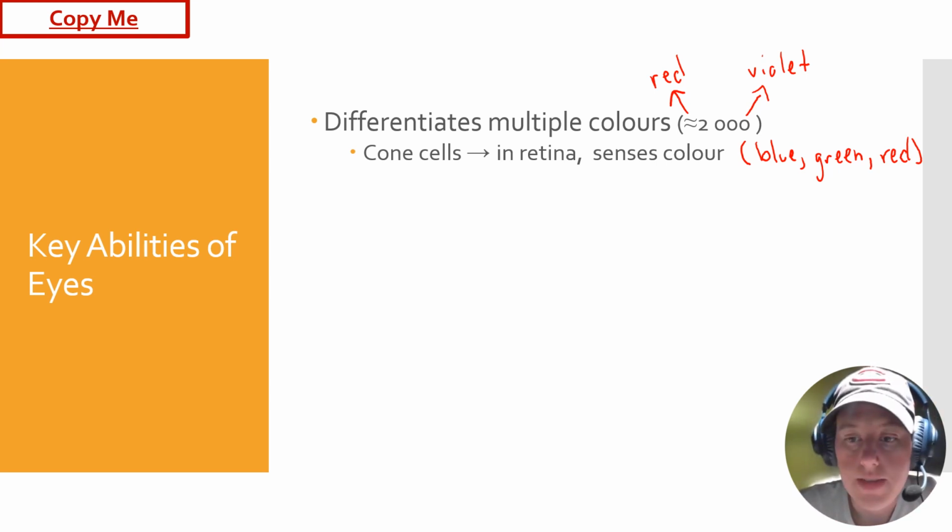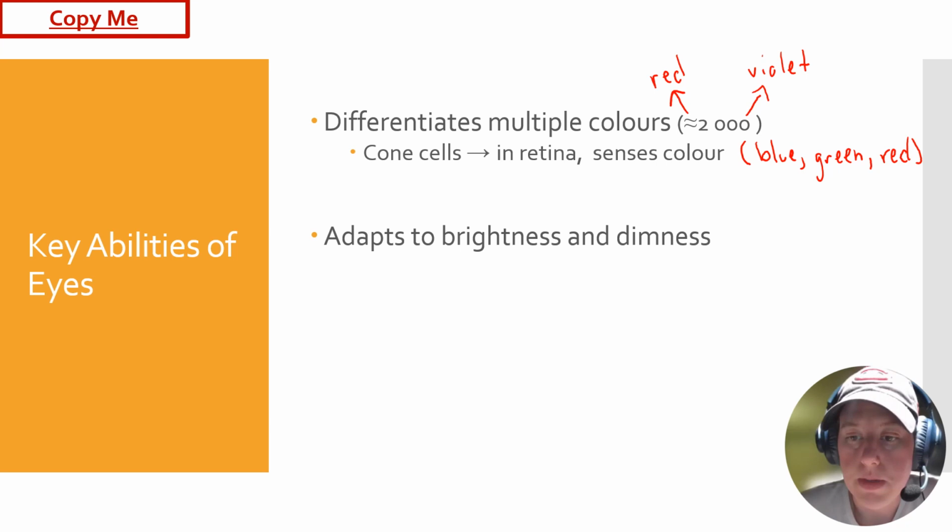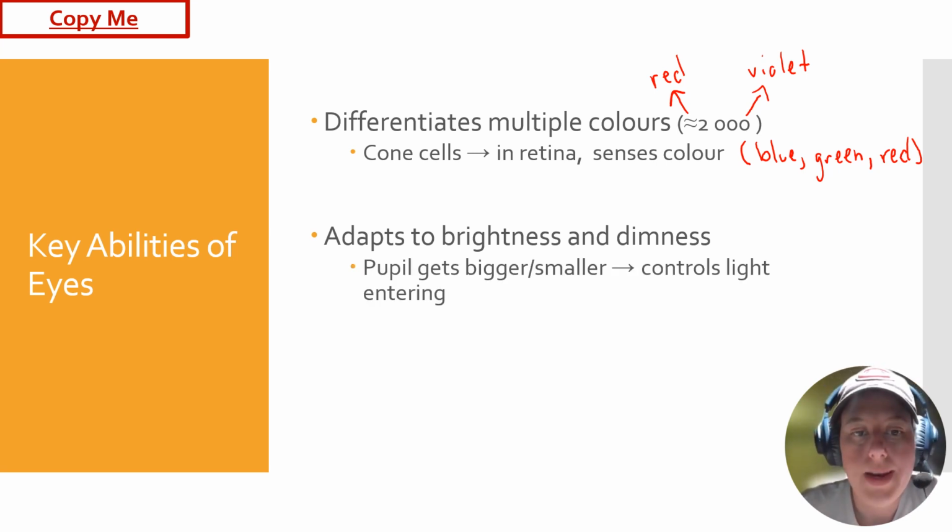The second key ability of the eyes is to adapt to brightness and dimness. And your eye actually does this in two ways. The first way is to manipulate the size of the pupil. Now, the pupil is not an actual structure of the eye, but rather a gap or a hole where light enters. And the muscle that controls the size of the pupil is the iris. So when it is dark outside, your iris causes your pupil to get bigger, so more light comes in to hit the retina. And when it's bright outside, your iris causes the pupil to get smaller to allow less light to hit the retina.